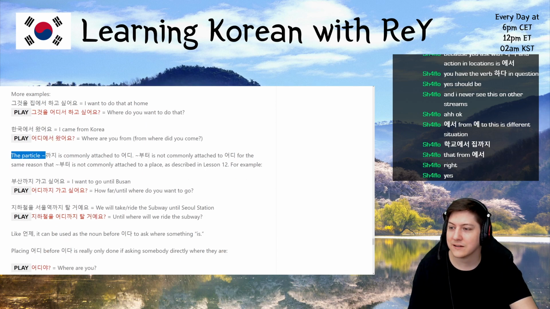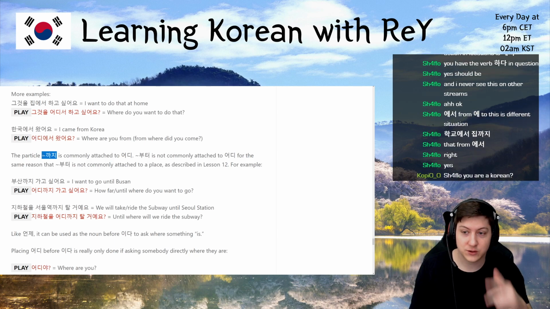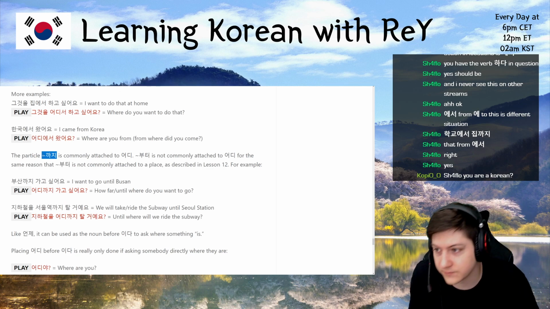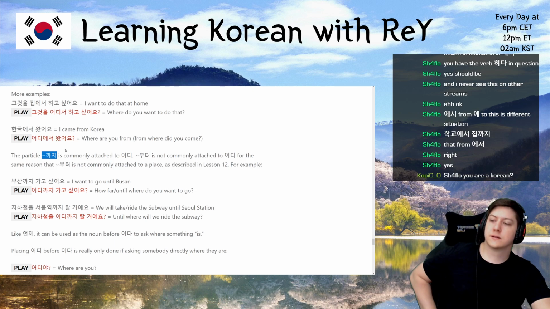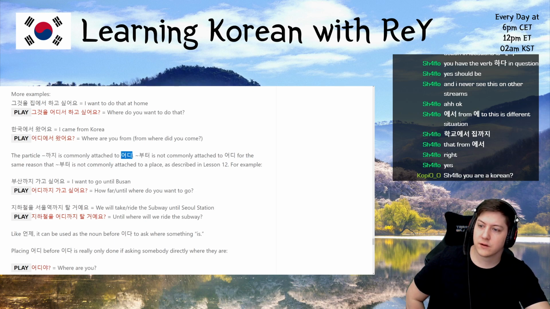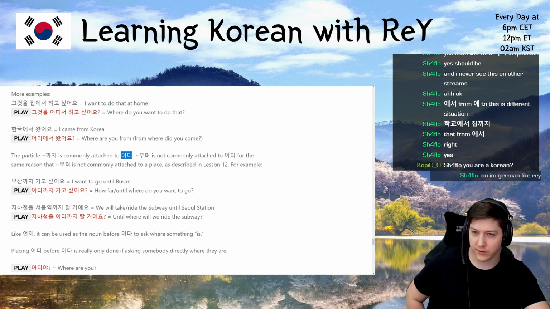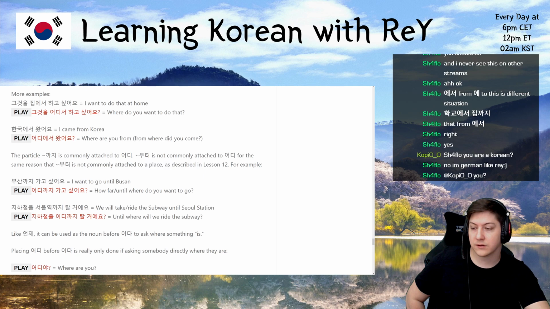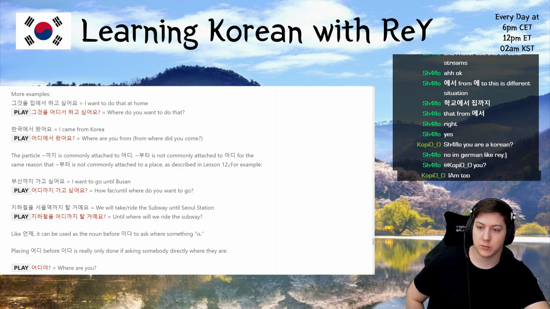Okay, the particle kaji is commonly attached to odi. Kaji is to, right? To or until. To a location or until a time. So here we have where. So to where are you going, right? Pourtant is not commonly attached to odi. It's also not common for a place. Okay, yeah, we learned that.